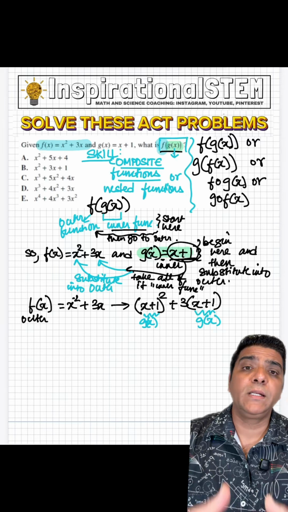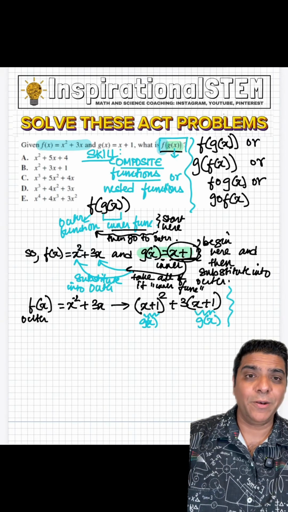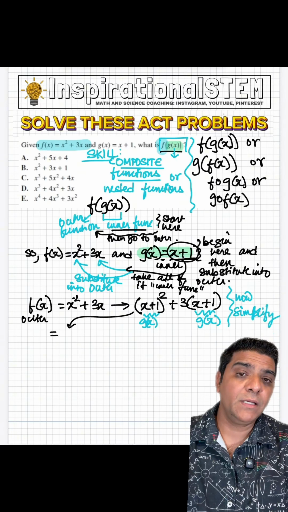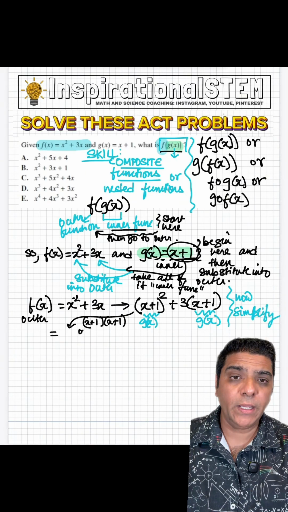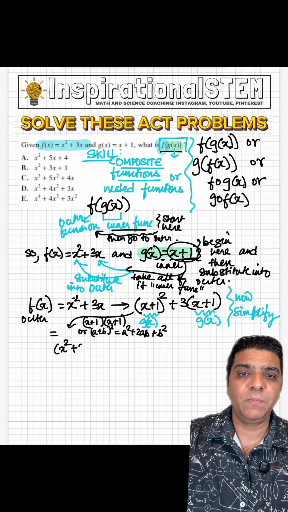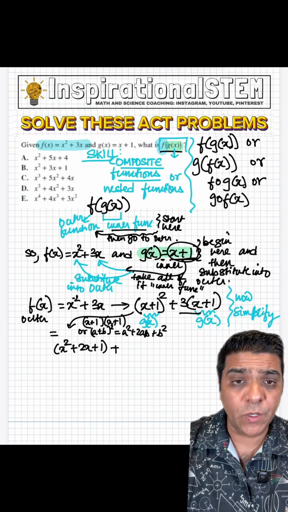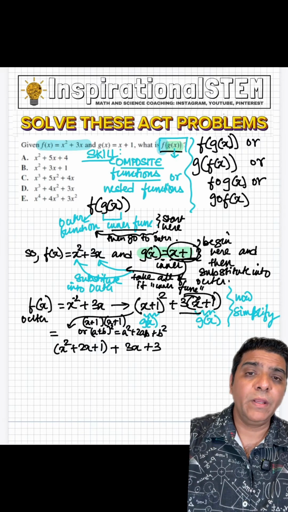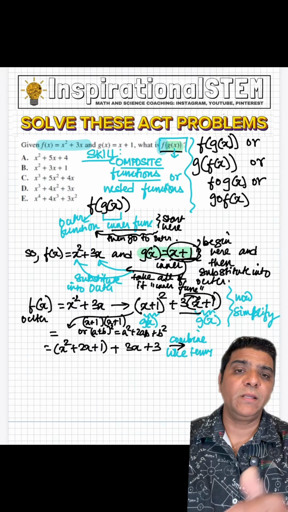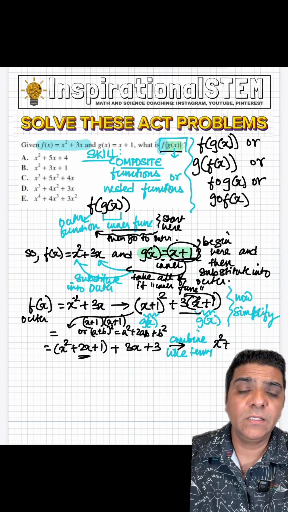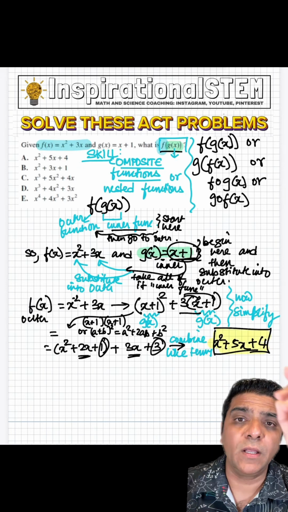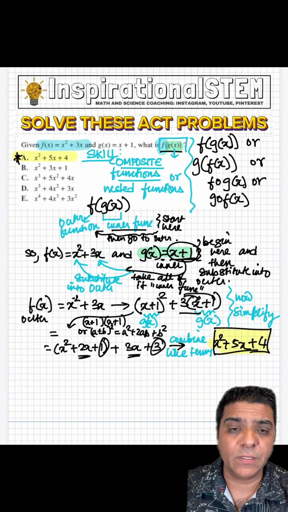We can do x plus 1 times x plus 1, a perfect square trinomial, which is a squared plus 2ab plus b squared, which gives us x squared plus 2x plus 1. Then 3 times (x plus 1) is 3x plus 3. Now we combine the like terms: x squared plus 2x plus 3x is 5x, and 3 plus 1 is 4. So the answer we have received is x squared plus 5x plus 4, which is choice A up here, the correct answer.